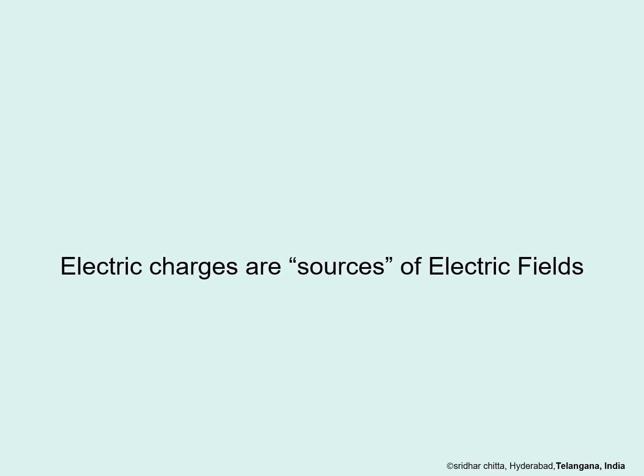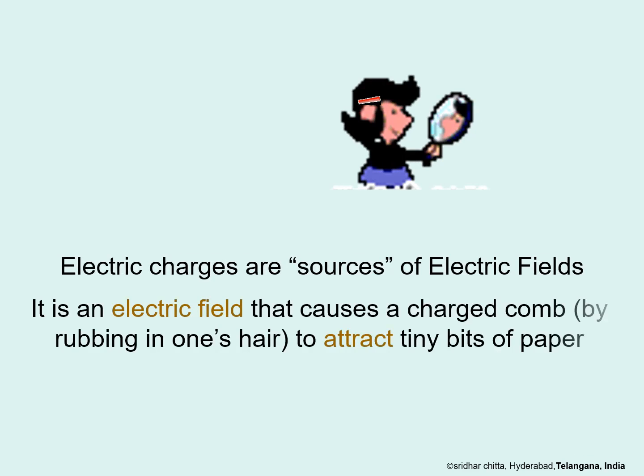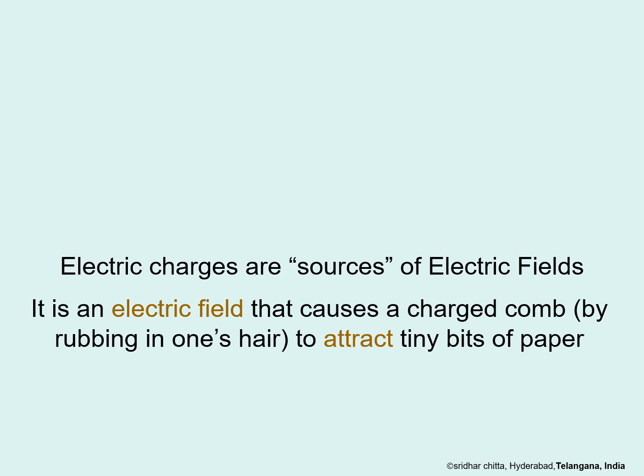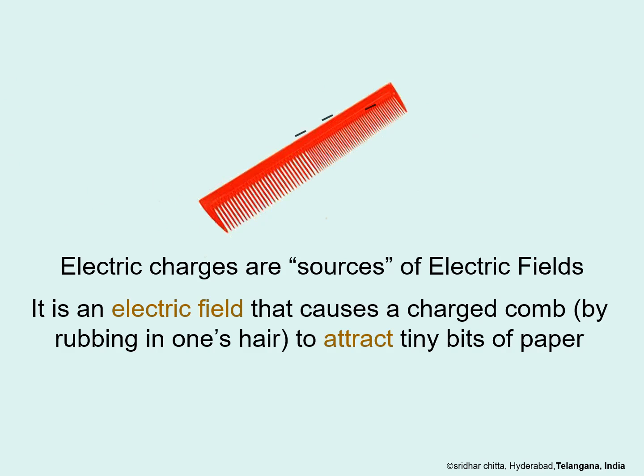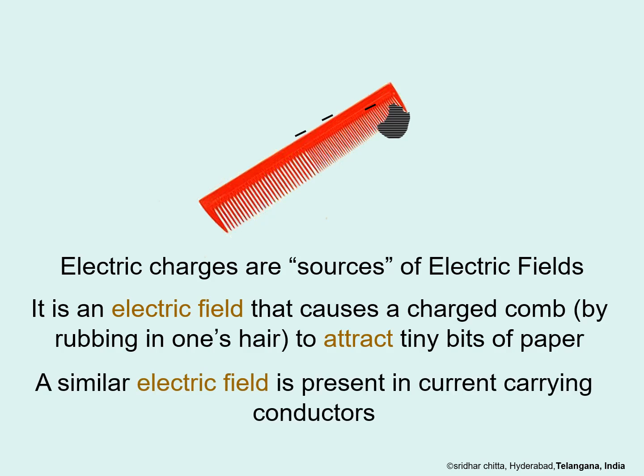Electric charges are sources of electric fields. It is an electric field that causes a charged comb, by rubbing in one's hair, to attract tiny bits of paper. A similar electric field is present in current-carrying conductors.